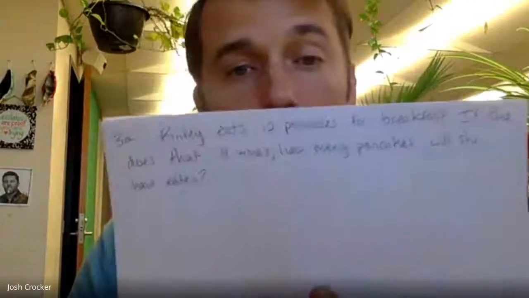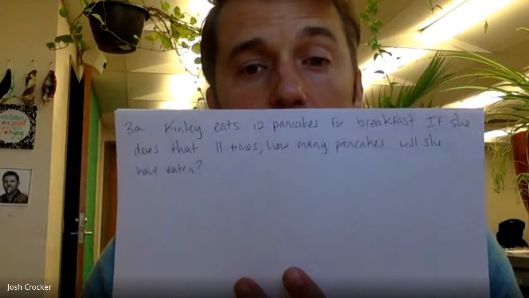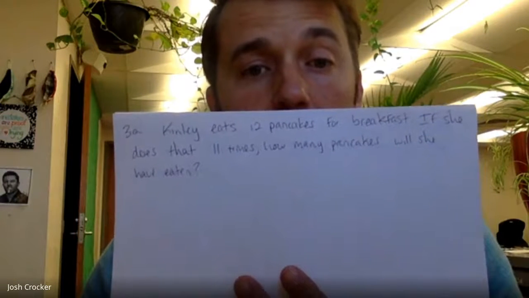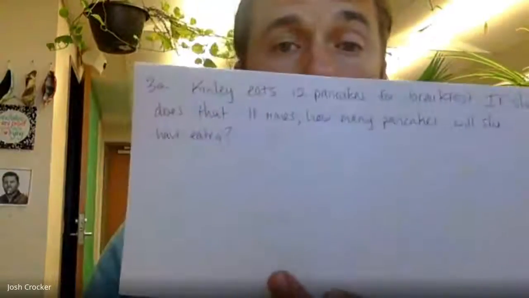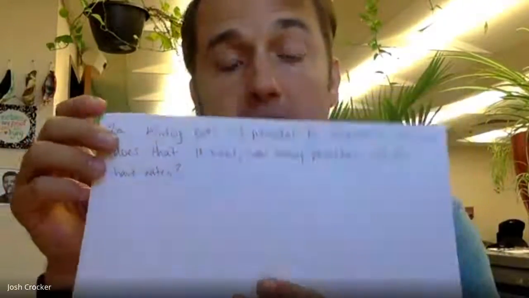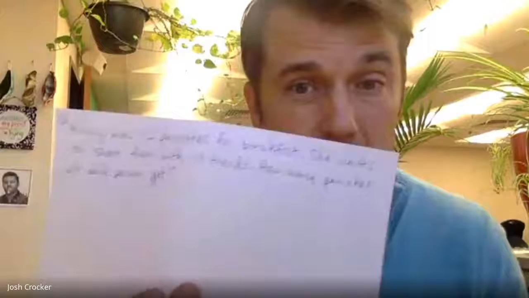Okay, here's another problem. Kinley eats 12 pancakes for breakfast. If she does that 11 times, how many pancakes will she have eaten? So in this problem, she's eating 12 pancakes a number of times on a bunch of different occasions. 12 pancakes, over and over again. Okay, so you kind of have to visualize what this is saying. The one where she eats 12 pancakes 11 times, that's multiplication. The one where she shares it evenly, that's actually division.